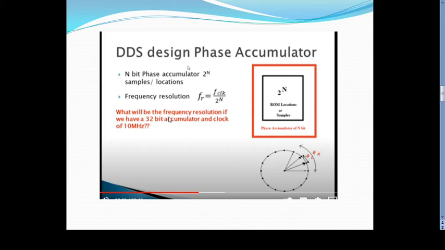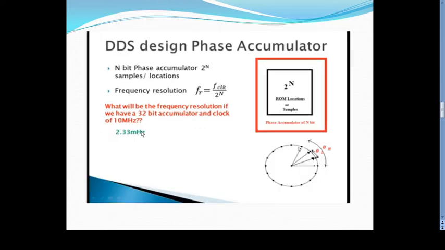Then there is a problem which is asked in the Jack Smith book. What will be the frequency resolution if we have a 32-bit accumulator and the clock frequency is 10 MHz? The answer will be 2.33 millihertz. This is the answer which may be asked in an MCQ type question, so you must remember this formula for calculating the frequency resolution: clock frequency divided by 2 raised to n, where 2 raised to n are the phase accumulator locations or samples.